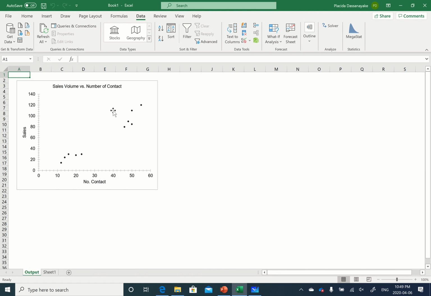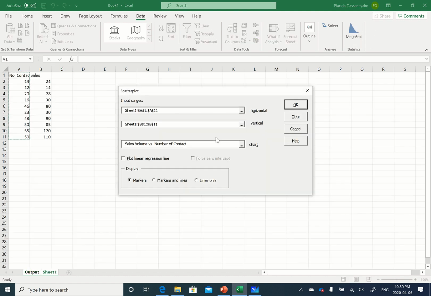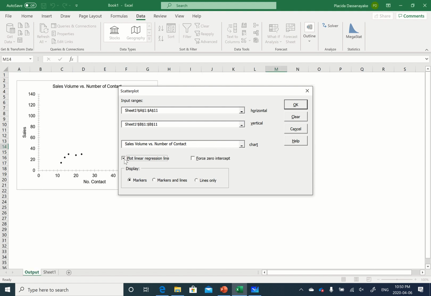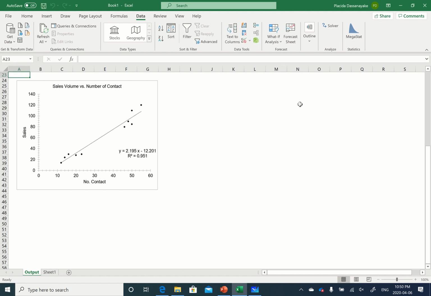Okay, so this is the output without the linear regression line. So there's a big gap here, right? That means we don't have any actual data in this region. They didn't observe anything in that region. And if I run it again with plot linear regression line checked, okay, so here you go. So you get the linear regression line.